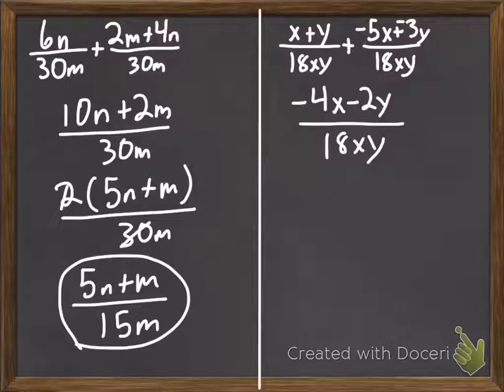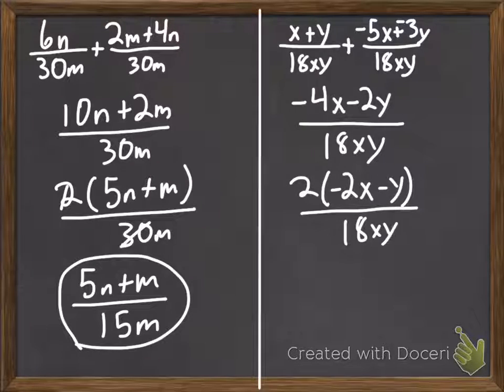18xy. We cannot cancel any x's or y's because not everything has an x and a y. So let's look at the numbers. Looks like with that negative 4 and that negative 2, I can pull out a 2, or I could pull out a negative 2 if I wanted. But let's just pull out a 2. So we get negative 2x minus y over 18xy, and that 2 and the 18 will cancel, or reduce, I should say, negative 2x minus y over 9xy.